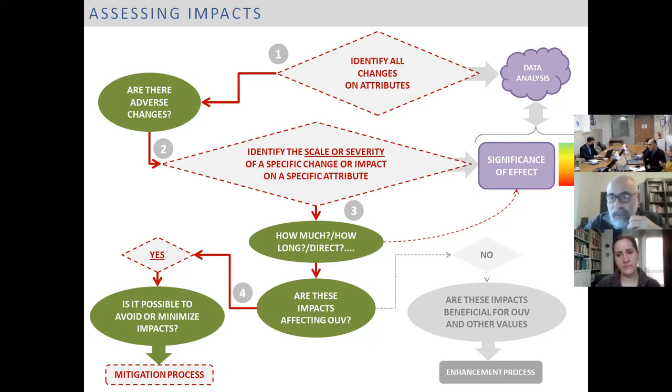Maybe I was not so focused on this, but also during the discussion about the role of documentation in impact assessment: the role of documentation is also, in each step, to provide data and analytical information to quantify the exact impact on the specific attributes. So just to focus on this.